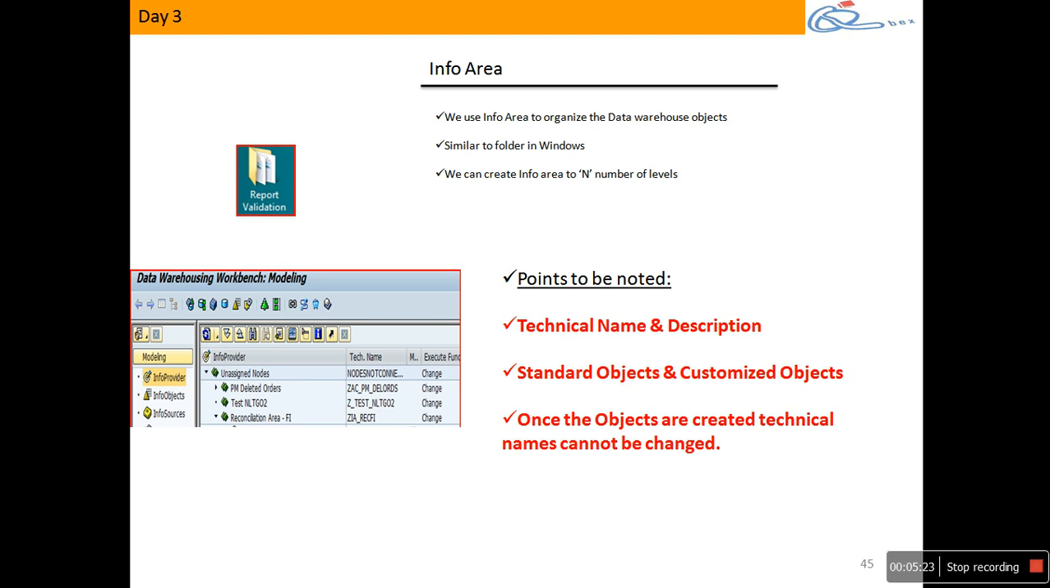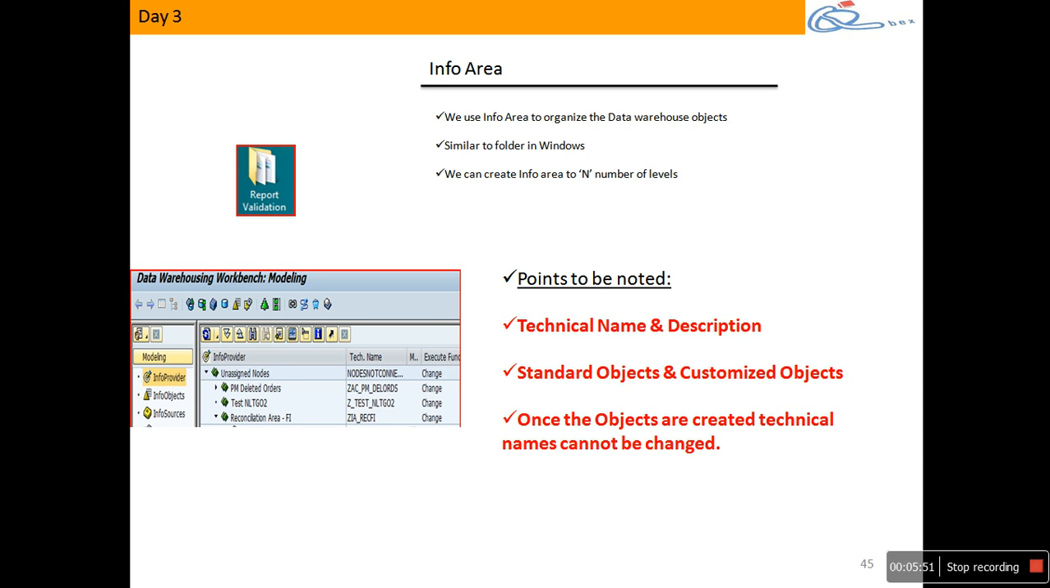Clear on this technical name and description? Once the object is created, you cannot change the technical name, whether it is cube, info area, whatever it is. Every object would have technical name and description, right? Once the object is created, you will not be able to change the technical name. If you want to change the technical name, the only option is to delete the object and recreate it with the new name. That's the only option here.